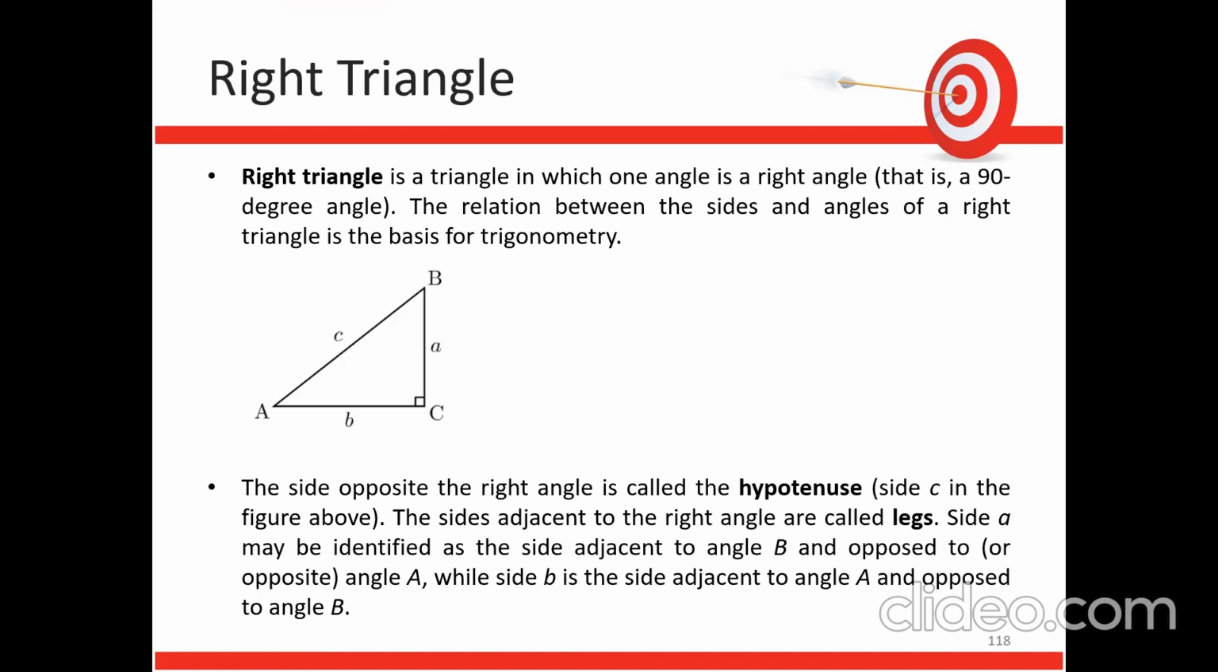So, angles A, B, and C are capital, and your sides are a, b, and c. The side opposite the right angle is called the hypotenuse. This is c, side c in the figure above. The sides adjacent to the right angle are called legs. Side a may be identified as the side adjacent to angle B and opposite angle A, while side b is the side adjacent to angle A and opposite angle B.